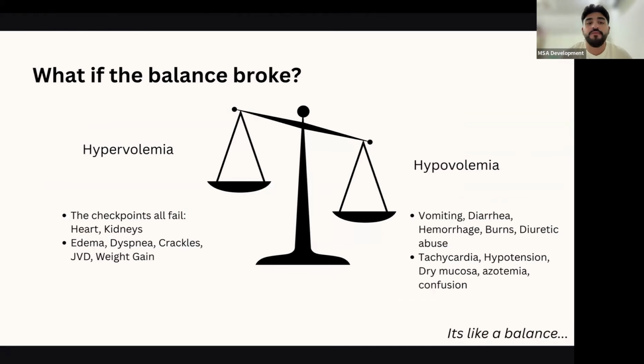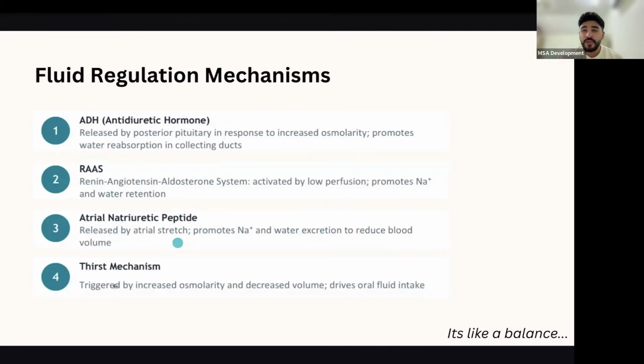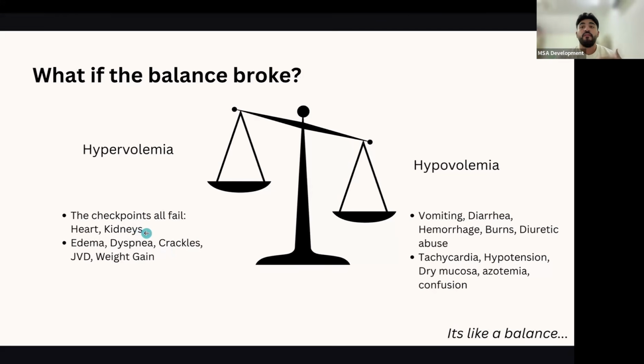Okay, why would we have hypervolemia? Why would the body reach a state where it's going to lose its control and just store a lot of water or a lot of fluids, say? This is because the checkpoints are going to fail. Who are your checkpoints? Your heart and your kidneys, right? So these regulation mechanisms fail to work. For example, the RAS is in the kidneys, the ANP is in the heart. So when the checkpoints fail, when you have heart failure, kidney failure, you're going to have hypervolemia.